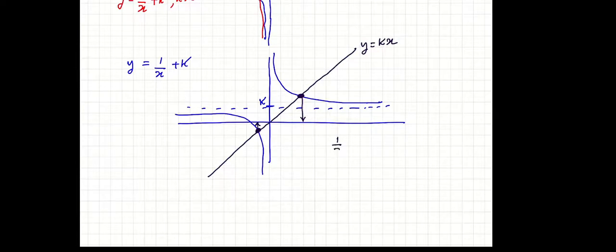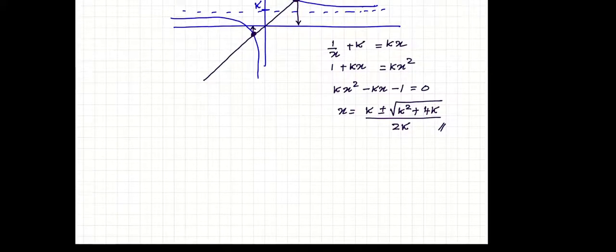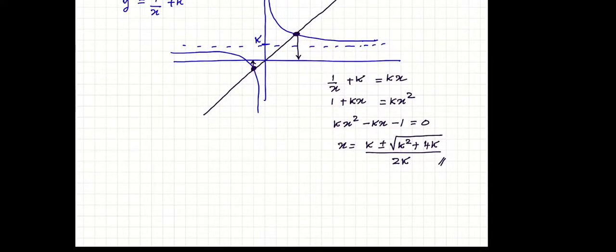You equate the equations, right? 1 divided by (x plus k) is equal to kx. Cross multiply: 1 plus kx squared. So it's going to be kx squared minus kx minus 1 is equal to 0, right? So x is equal to (k plus or minus the square root of k squared plus 4k) over 2k. Okay, so there is the answer. So there are two answers. There should be two answers, right?